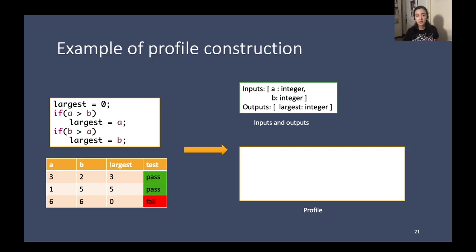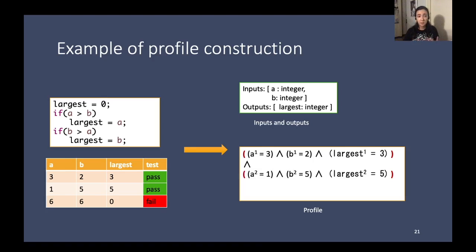For the first test case, we specify that if A is 3 and B is 2, then largest should be 3. And similarly, for the second test case, we say if A is 1 and B is 5, largest should be 5. And for the third test case, that is a failing test case, we specify that if A is 6 and B is 6, largest should not be 0.